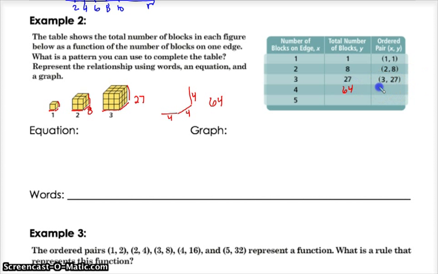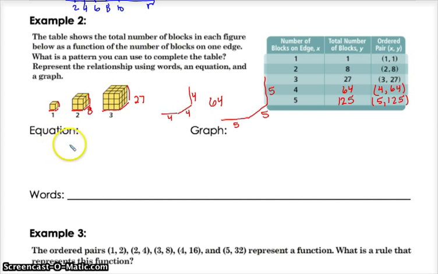And that ordered pair is the ordered pair (4, 64). And then for the case of 5, now I have 5 across the bottom. 5 is the length, and then 5 is the height. So it would be 5 times 5 times 5, which is 125. And that's the ordered pair (5, 125).